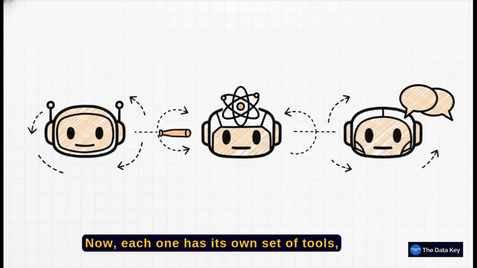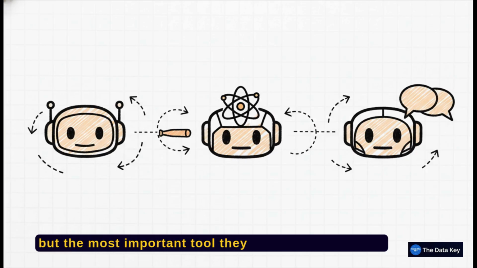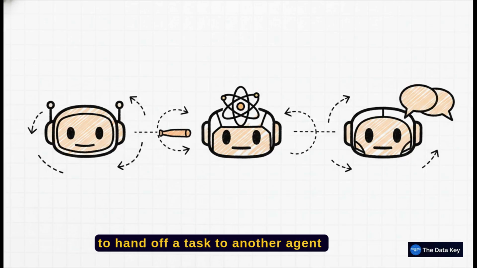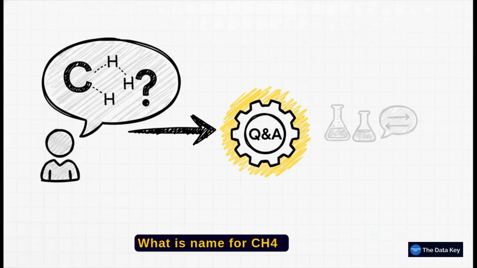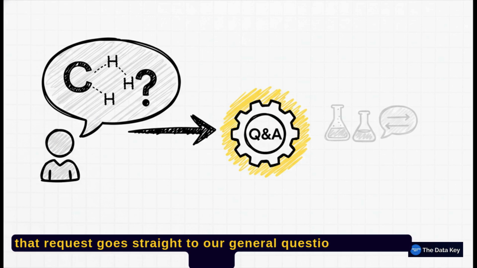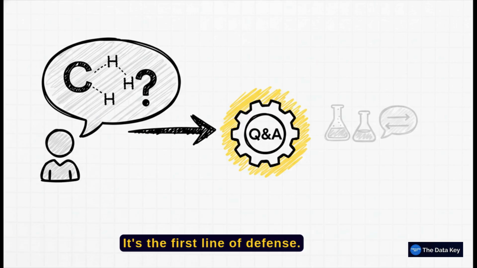Now, each one has its own set of tools, but the most important tool they all have is the ability to hand off a task to another agent. So, a user comes along and types in a query: What is name for CH4? Now, by default, that request goes straight to our general question-answering agent. It's the first line of defense.